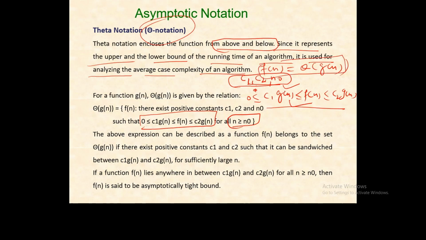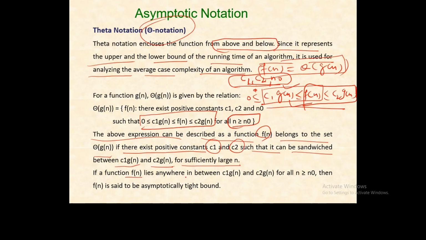So basically, see, this thing is representing the lower bound, and this thing is representing the upper bound. Where the value of f(n) is less than c2 g(n), that is the upper bound, and where it is greater, that is the lower bound. So the above expression can be described as a function f(n) belongs to the set of theta g(n) if there exist positive constants c1 and c2 such that it can be sandwiched between c1 g(n) and c2 g(n) for sufficiently large n.